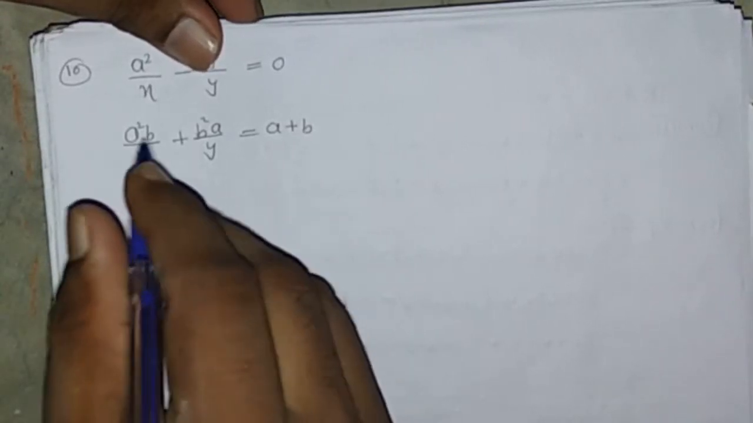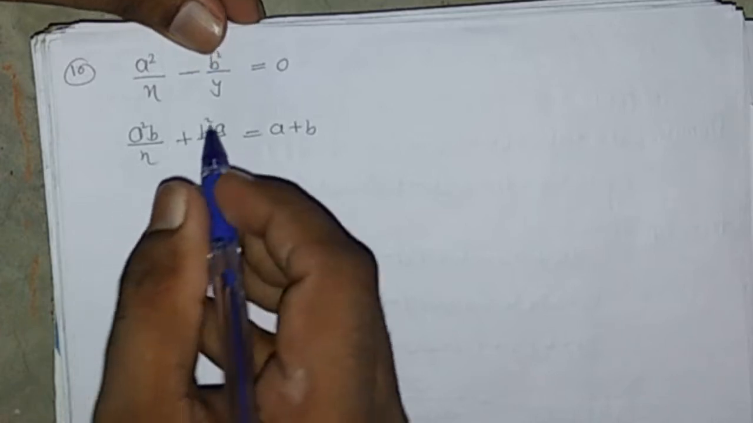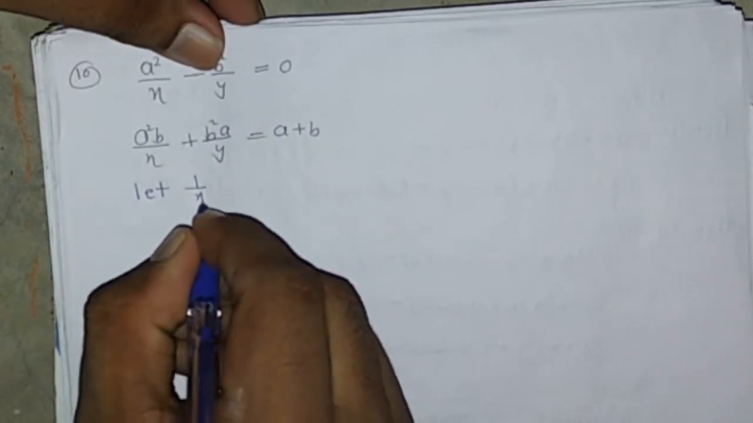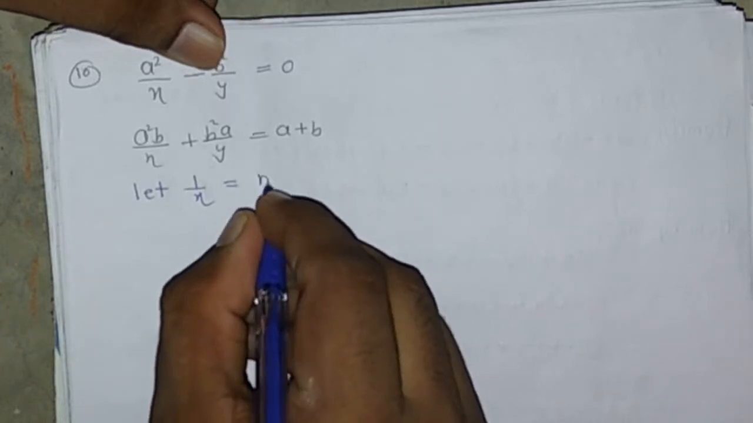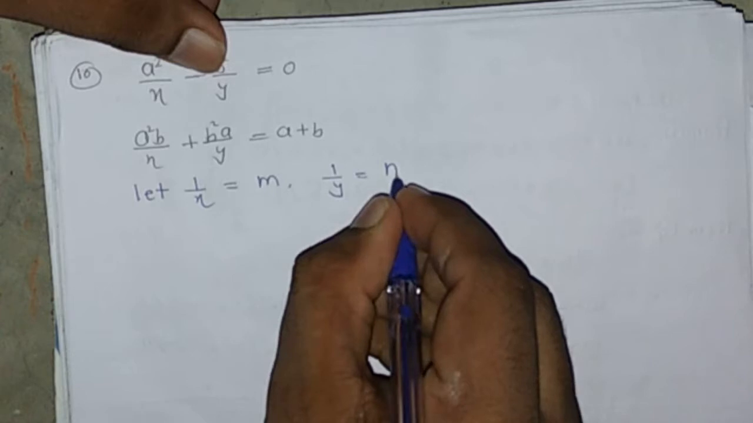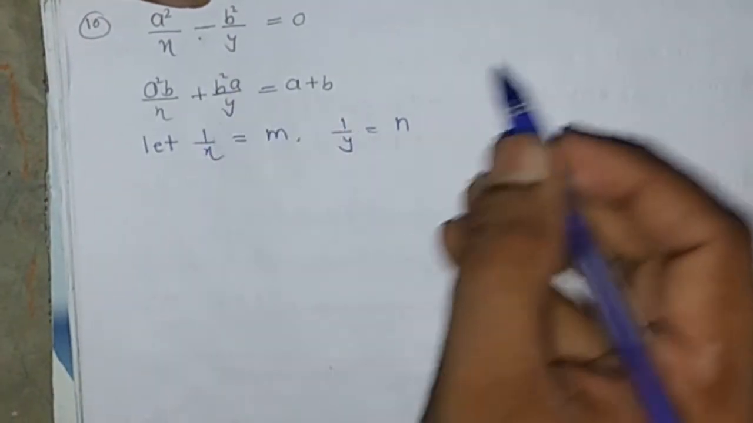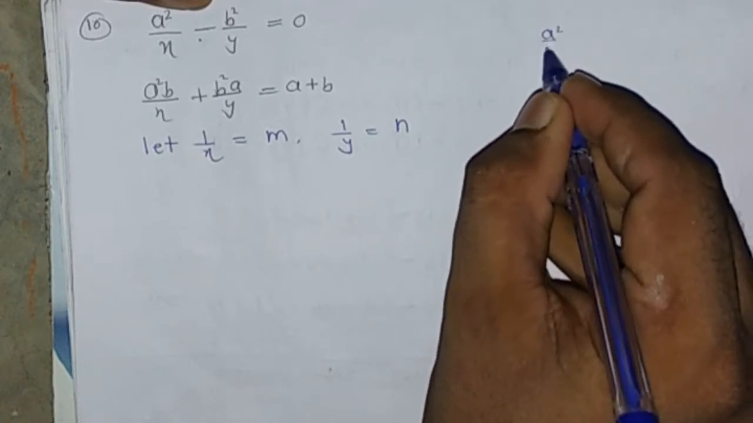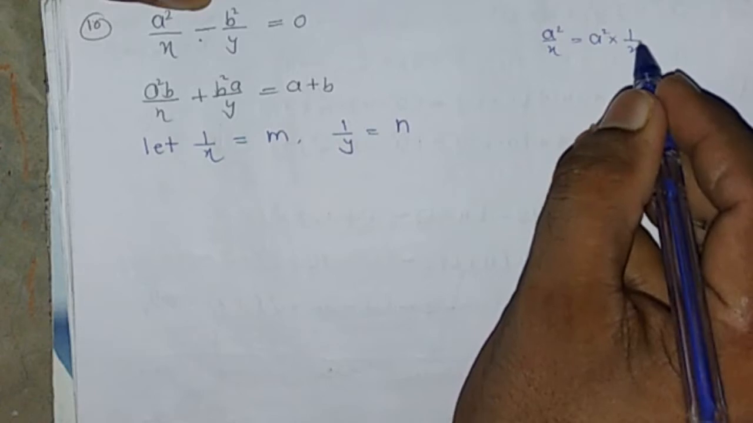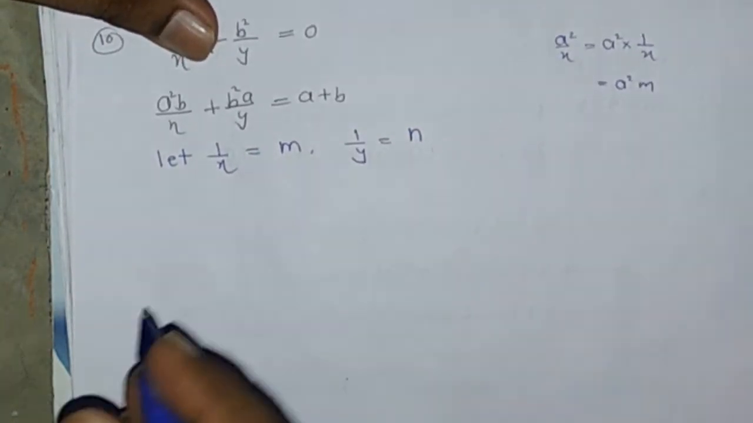and find the value of x and y using the cross multiplication method. Firstly, we let 1 by x equal m, 1 by y equal n. Then this equation becomes a square by x, which means a square into 1 by x, and 1 by x is m, then it is equal to a square m.